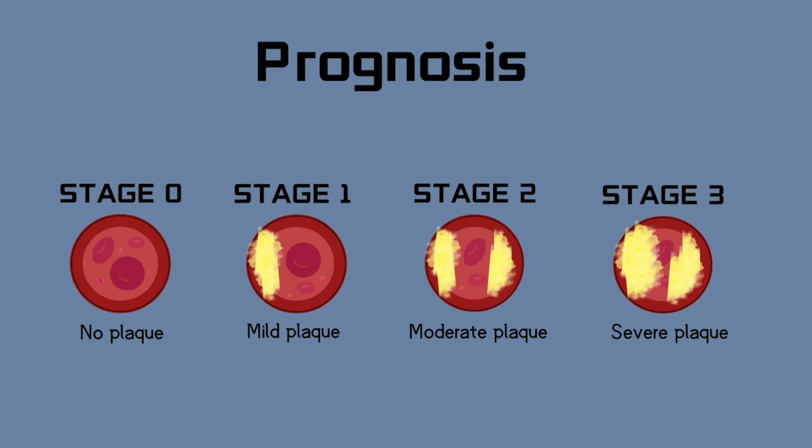Then moving towards stage 1 as being diagnosed with this disease, mild plaque. Following up with stage 2, moderate plaque. These 2 stages can be managed by lowering the cholesterol level by taking medications like statins. And the last stage, severe plaque, with a lifespan of less than 1 year.